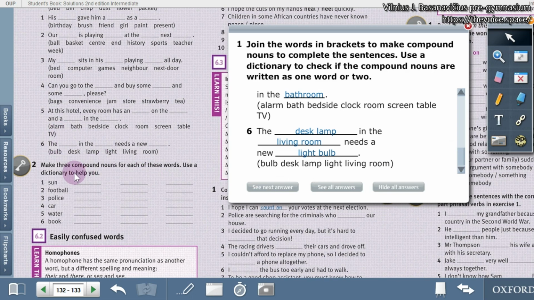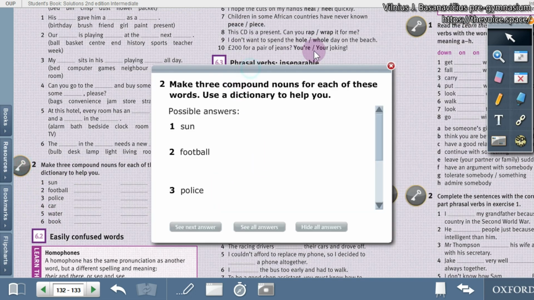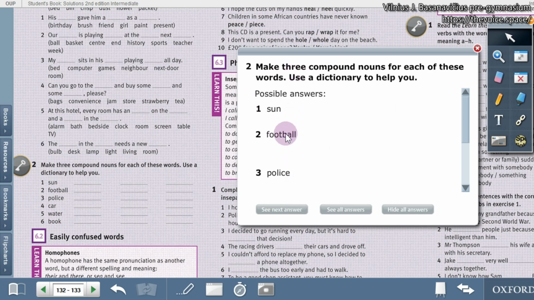Exercise 2 is up next. You need to make 3 compound nouns for each of these words. Use a dictionary to help you. Okay, so the words with sun. The answers may differ because you may find other ones, but these are the ones that the book suggests.